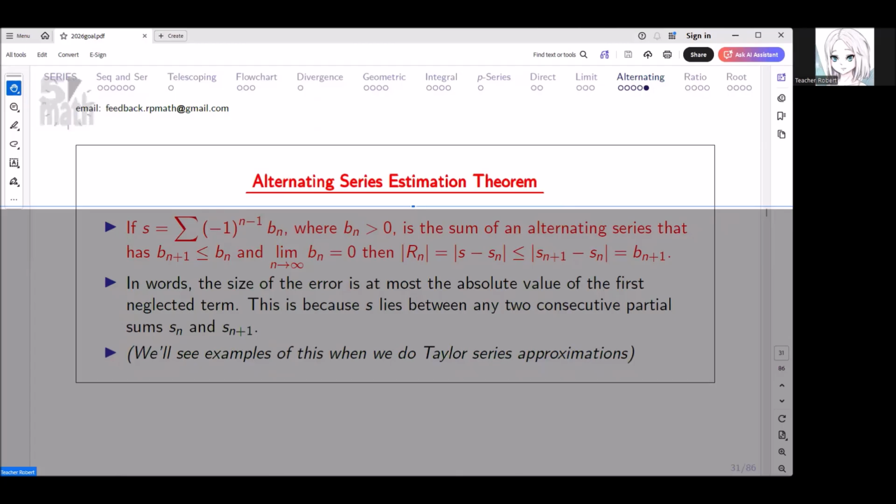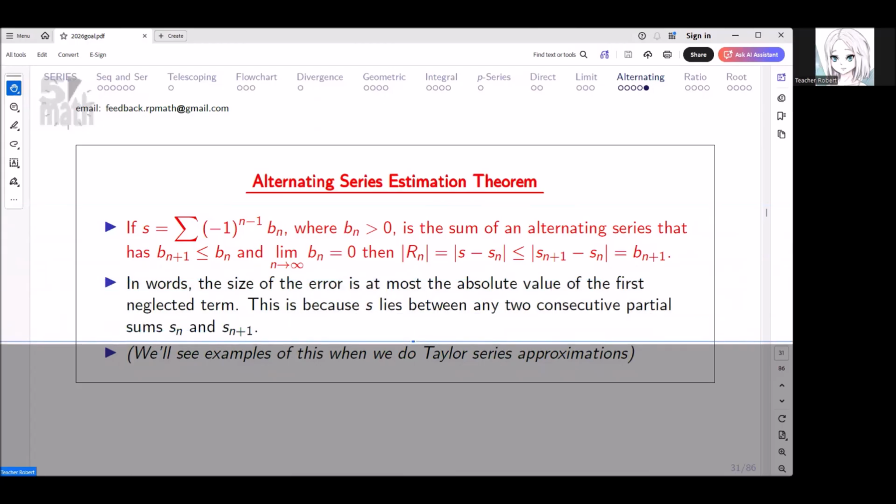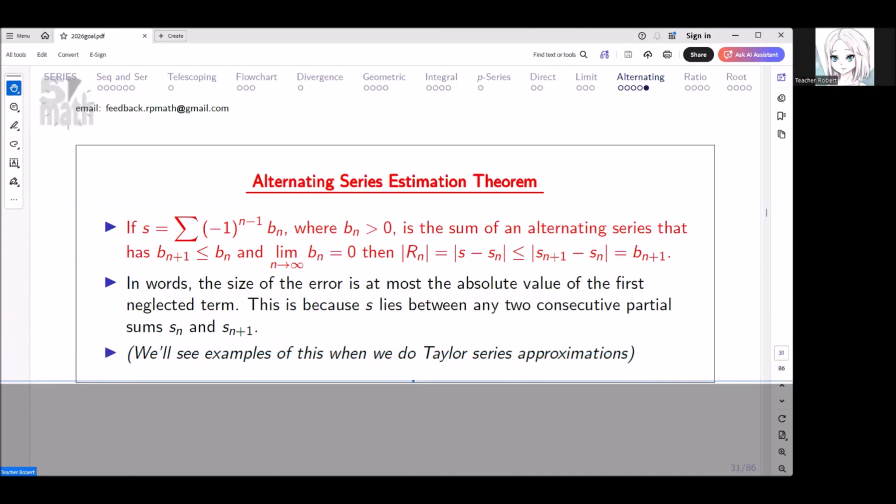Alternating series estimation theorem. If this, where bn is greater than 0, is the sum of an alternating series that has bn+1 less than or equal to bn and the limit as n goes to infinity of bn equals 0, then we have the following. In words, the size of the error is at most the absolute value of the first neglected term. This is because S lies between any two consecutive partial sums Sn and Sn+1. We'll see examples of this when we do Taylor series approximations.